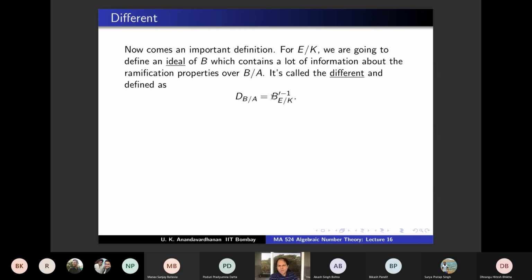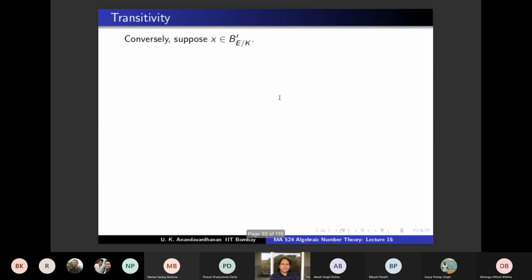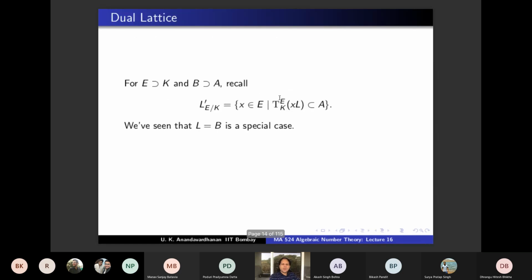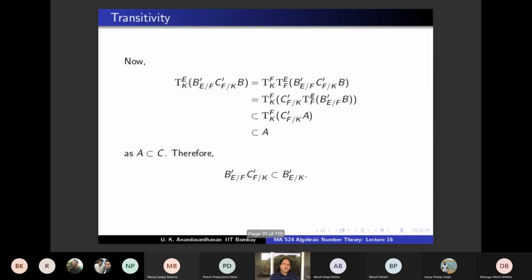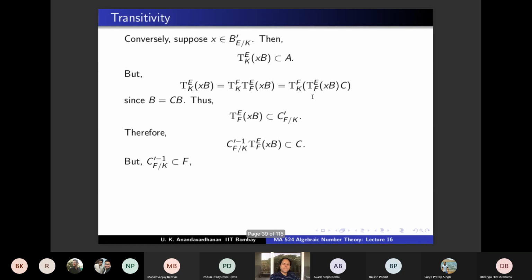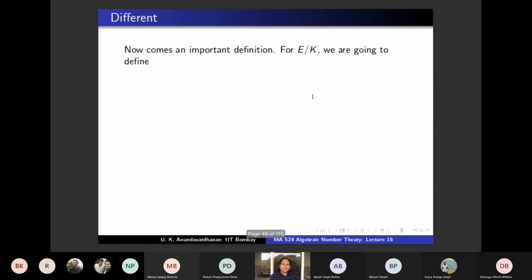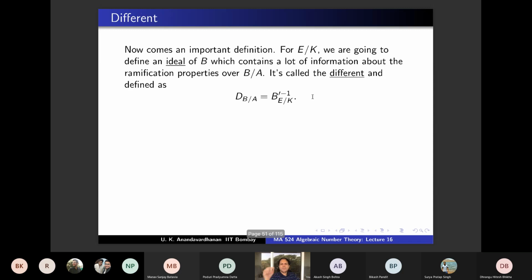Can you tell me whether the dual lattice contains the element 1? Check the definition of dual lattice. Does this contain 1? Where L is B, does B prime contain 1? Yes, because trace of XB is contained in A, X is 1, so trace of B is contained in A is true. So B prime contains 1, and therefore what can you say about its inverse?